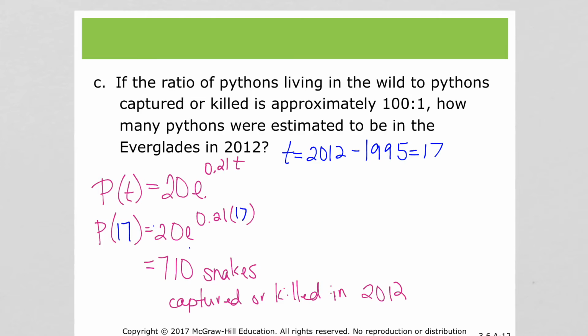Well, if the ratio is 100 to 1, and there were 710 captured or killed, multiply that by 100, that means there's 71,000 snakes, pythons that is, in the Everglades in 2012. Many more snakes than I care to think about. I think we need to get rid of some of them. Anyway, okay, so a few more examples here.